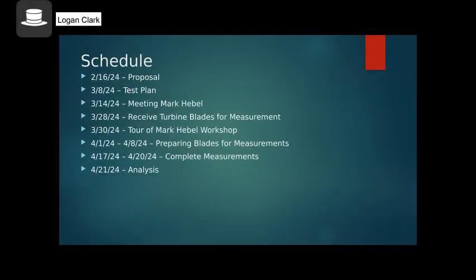This is a brief overview of our schedule. On the 16th of February, we finalized our test proposal. Then on March 8th, we finalized and submitted our test plan. On March 14th, we met with Mark Hebel, and then on March 28th, we received the turbine blades from Professor Visser. On the 30th, we took a tour of Mark Hebel's workshop to observe the pressing machine. On April 1st, we prepared the blades for measurement, and then on the 17th, we completed the measurements. On April 21st, we completed our analysis.